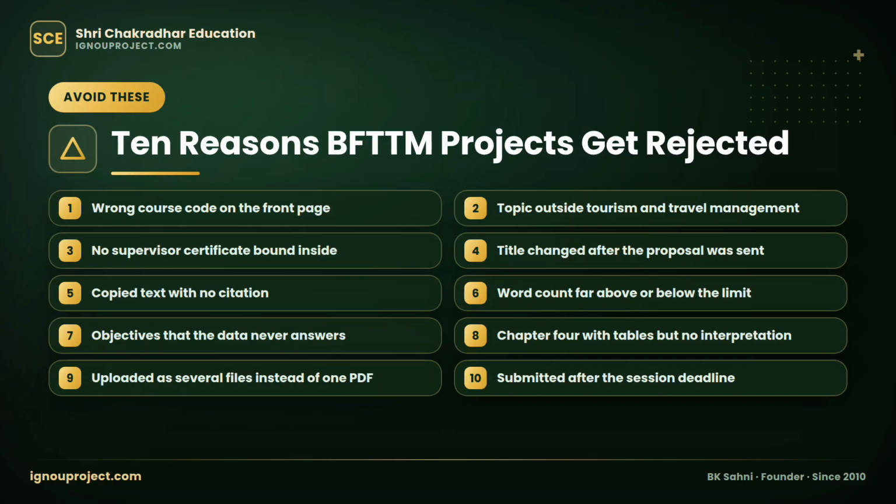Before we close, the 10 reasons projects come back. Wrong course code on the front page. A topic outside tourism and travel management. No supervisor certificate bound inside. A title changed after the proposal went out. Copied text with no citation. A word count far above or below the limit. Objectives the data never answers. Chapter 4 with tables but no interpretation. Several files instead of one. And a late submission.